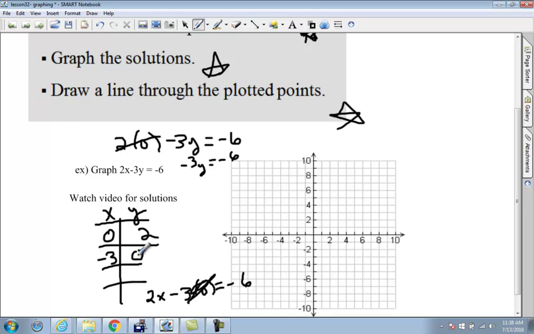Okay, so now we found two ordered pairs. It might be hard mentally to find the third, but here's a trick. I'm going to show you the trick. So 0, 2, let's just plot that. 0, 2, that's right here. Negative 3, 0, that's right here. Well, I can connect the dots.